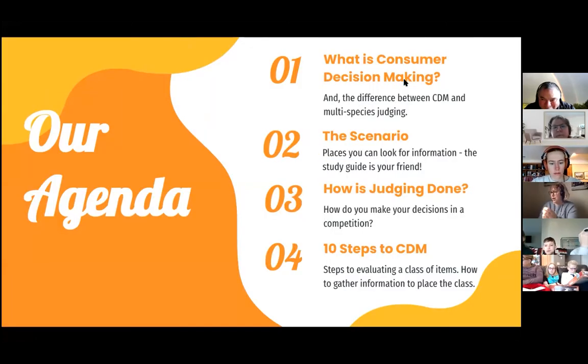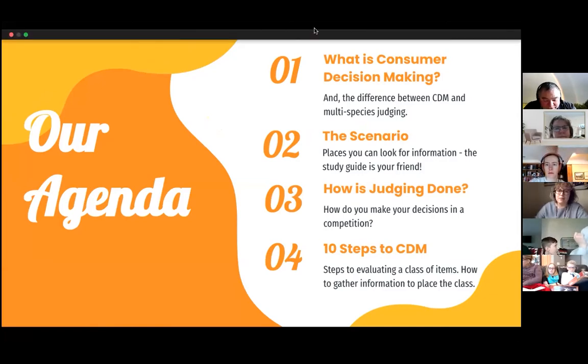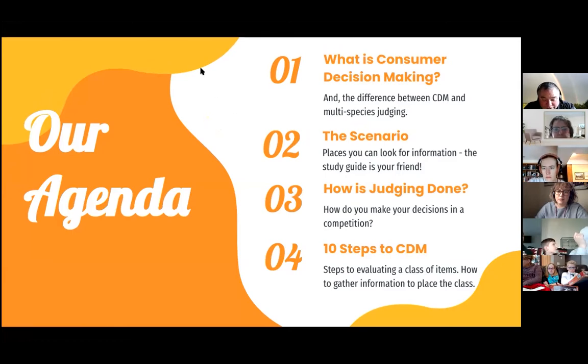So here's what we'll talk about. First, what is consumer decision making? And then the difference between consumer decision making and multi-species judging. Clancy? Okay. Next on the agenda is the study guide, budget, and the scenario. In this section, we will talk about the differences between multi-species judging and consumer decision making. Mainly, we'll talk about the study guide, the budget, and the scenario. Plus, I do have a little bit more information for all of you keeners out there.